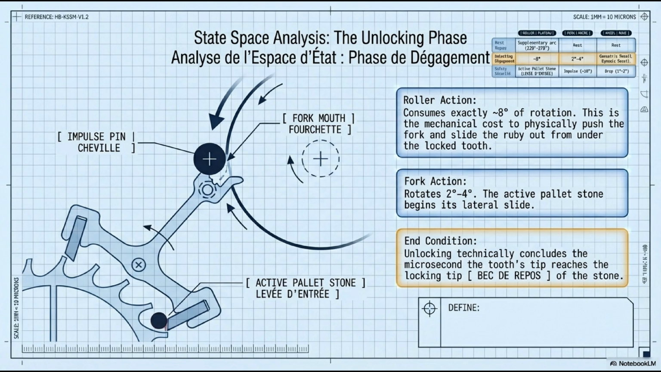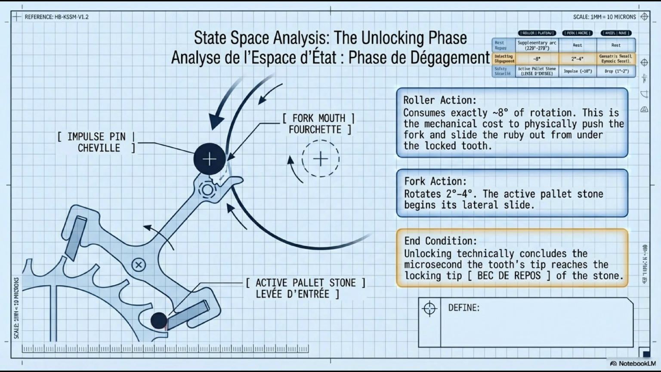Unlocking ends the precise instant the tooth reaches the locking tip, the bec de repos of the pallet stone. At that geometric moment, the tooth is no longer restrained. Roller action: the roller has consumed approximately 8 degrees from first contact to the moment the tooth is freed. The end condition, stated clearly on this slide: unlocking technically concludes the microsecond the tooth tip reaches the bec de repos of the stone. Not before, not after.